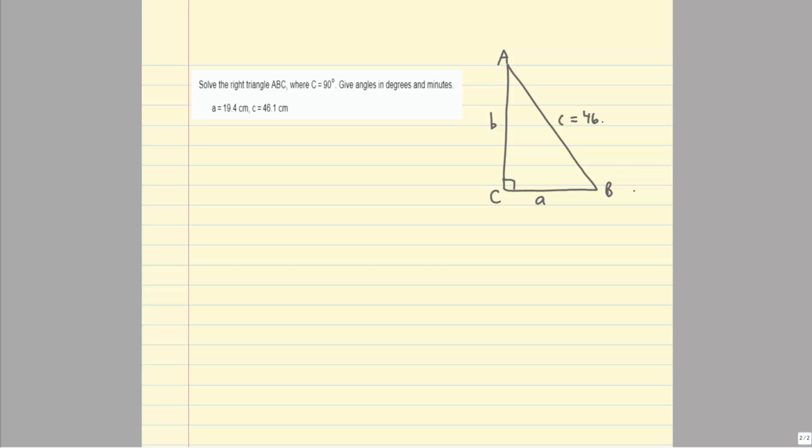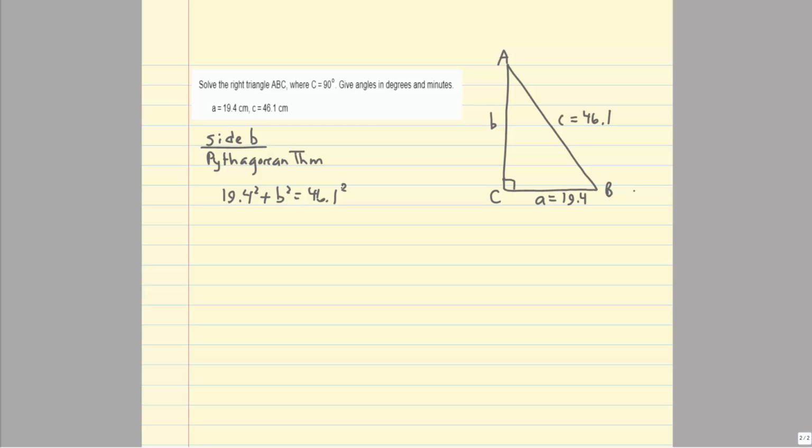And we're given that C is equal to 46.1 centimeters, and we're given that A is equal to 19.4 centimeters. So we do need to find B, and then we need to find angles A and B, and we do know C already. So I think the easiest thing to do to start with is to find side B. Now since this is a right triangle, we should be able to use the Pythagorean Theorem. And the Pythagorean Theorem says legs squared plus legs squared will always equal the hypotenuse squared.